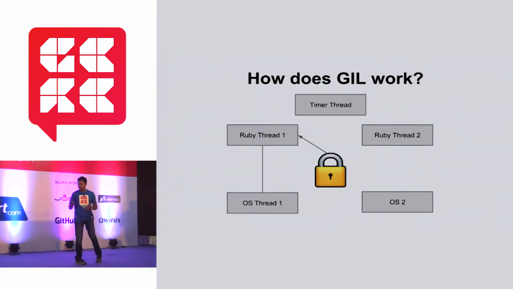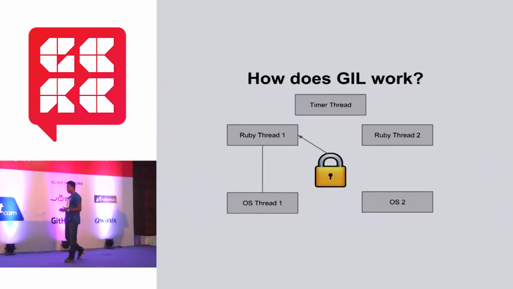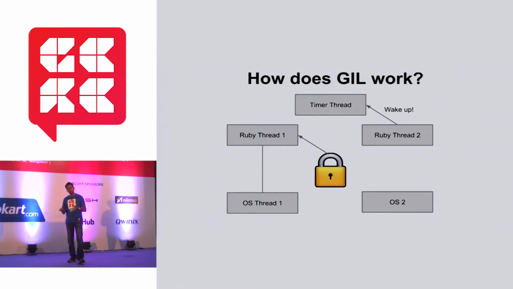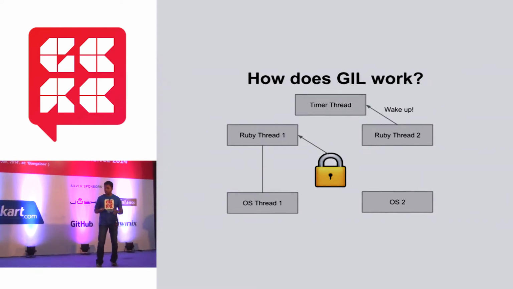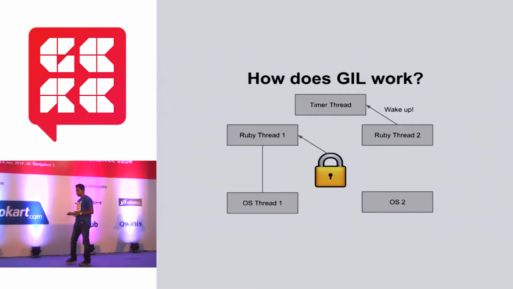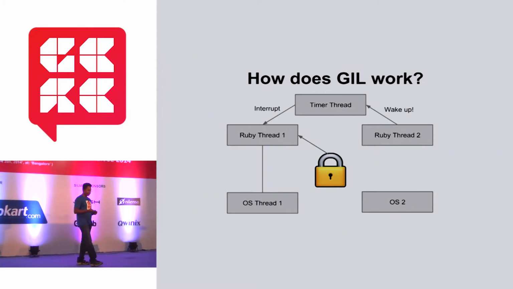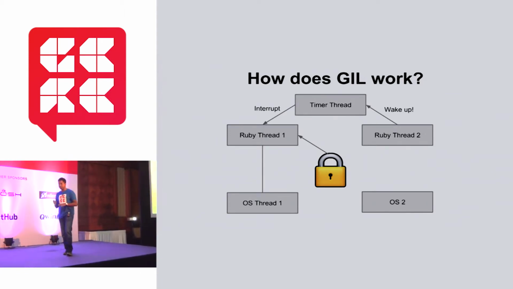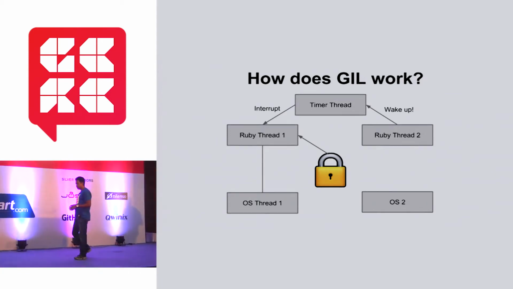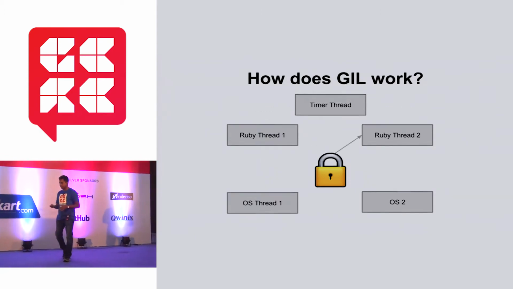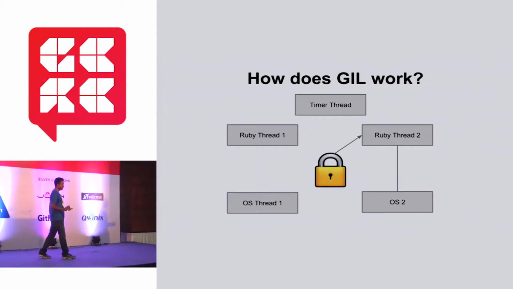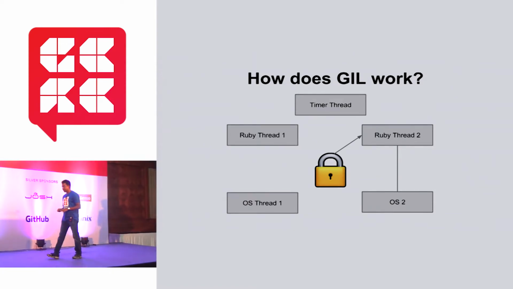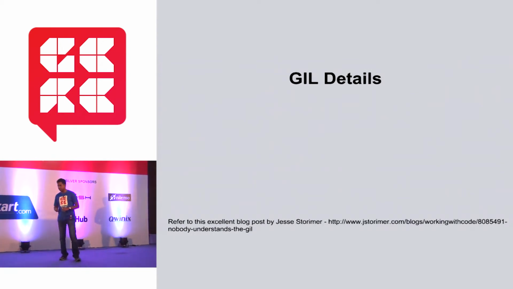And now when there is another thread waiting on the GIL to do its work, it wakes up the timer thread. Timer thread is again another Ruby thread. The timer thread now goes and interrupts the thread holding the GIL. And if the thread holding the GIL is done with whatever it's doing, I'll get to it in a bit, it just releases the lock. And now thread 2 can take over and do its thing. So this is the basic working that at least I understood about GIL. But there are details to this, right? It's not as simple as what we saw.